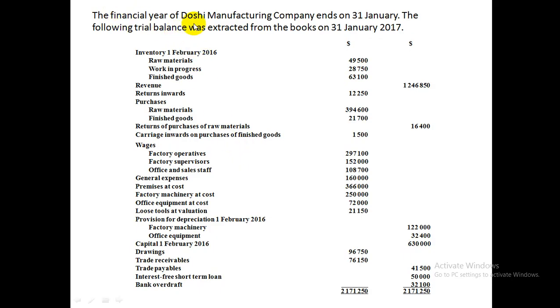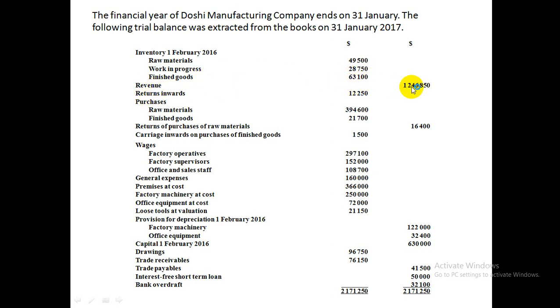The financial year of Doshi Manufacturing Company ends on 31st January. The following trial balance was extracted from the books on 31st January 2017. So this information is about the Doshi Manufacturing Company. Inventory on 1st February 2016, that is the beginning or opening inventory for raw material, work in progress and finished goods, is given to you.